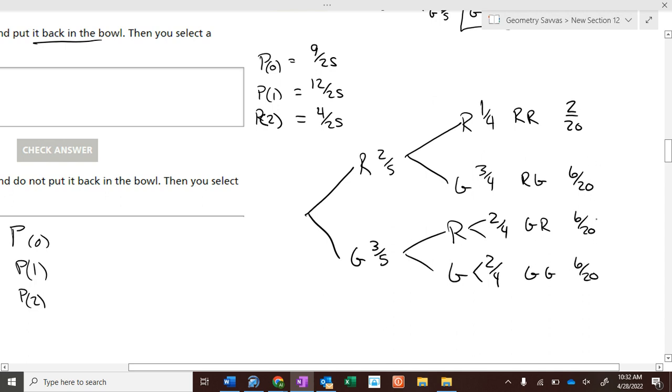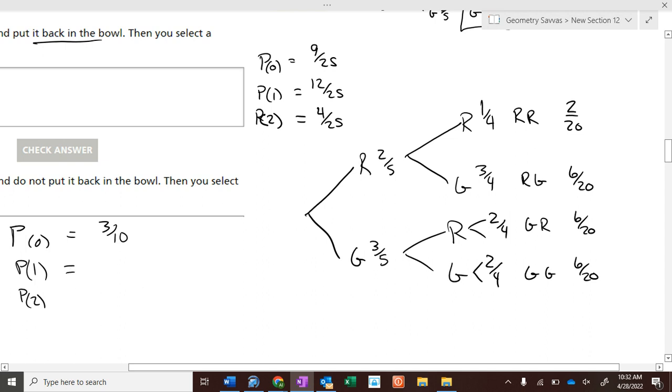Wait, 2 plus 6 is 8, plus 6 is 14, plus 6 is 20. I can't add. All right. So what's the probability of getting 0 reds? 6 out of 20, which is 3 out of 10, right? You got a 3 out of 10 chance of getting no reds if you draw and then you draw again.